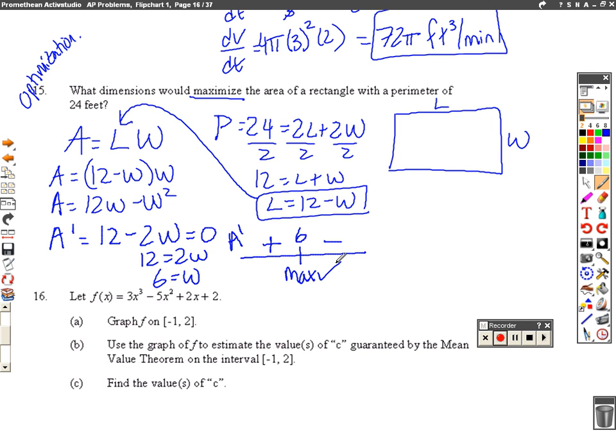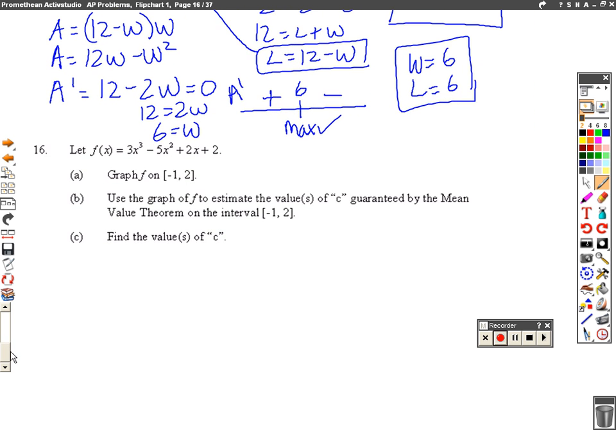Okay, so I'm good. Now I need to answer the actual question. This one is asking me not for the area, but for the dimensions. So if W is 6, let me go back to my original equation. L is 12 minus 6, so L is 6 also.